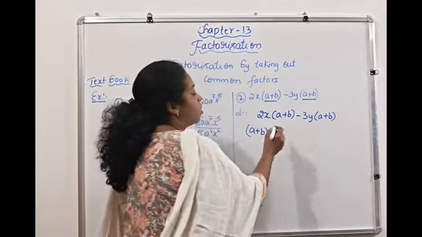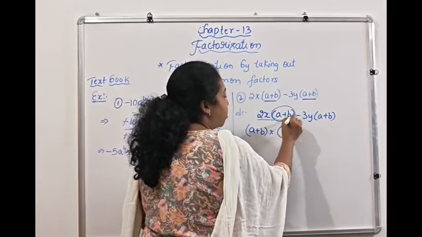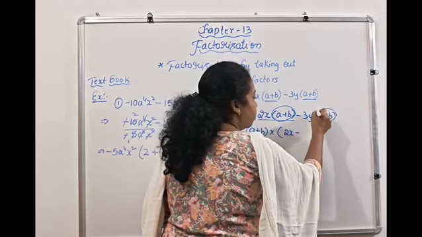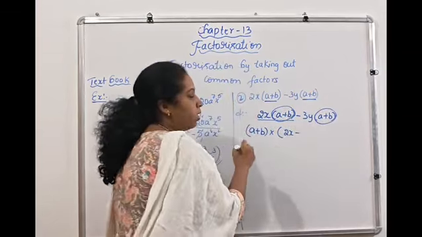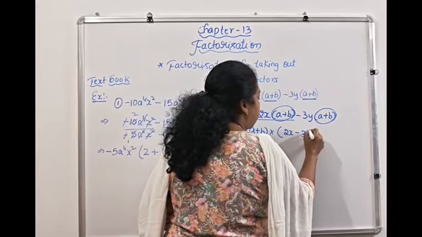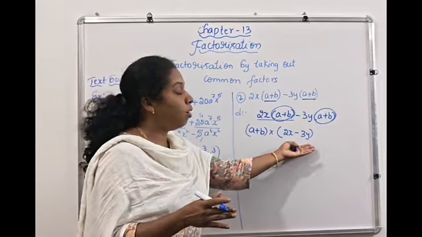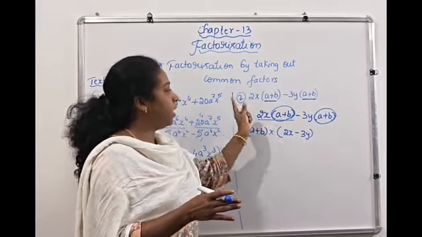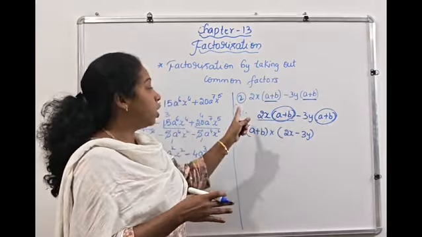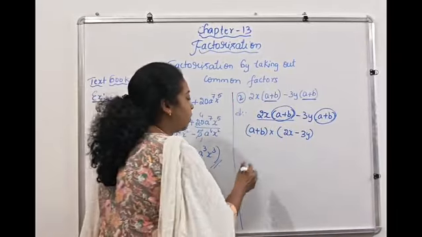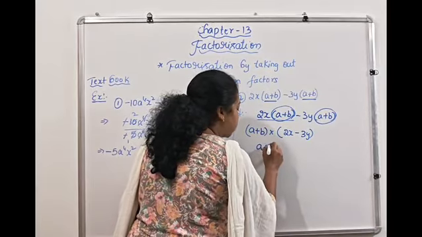In this expression I've taken a plus b out, then remaining is 2x minus 3y. So this is the common factors of the given expression, that is 2x into (a plus b) minus 3y into (a plus b). That we can write like this also.